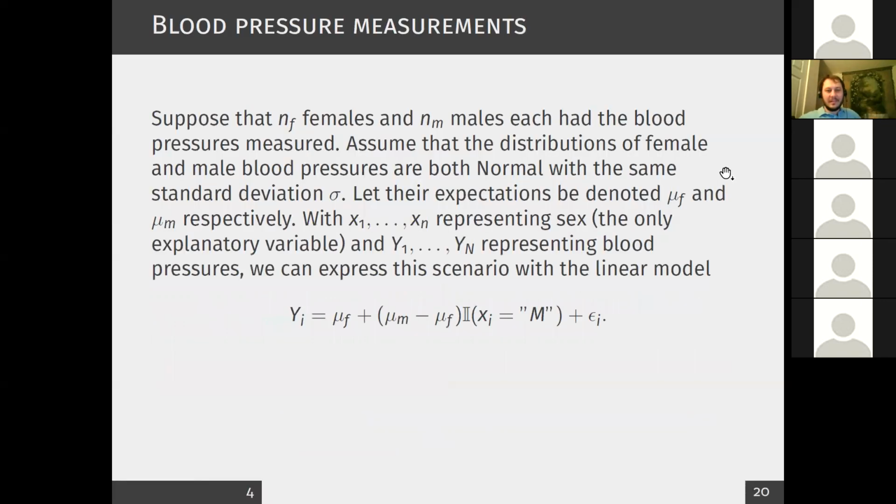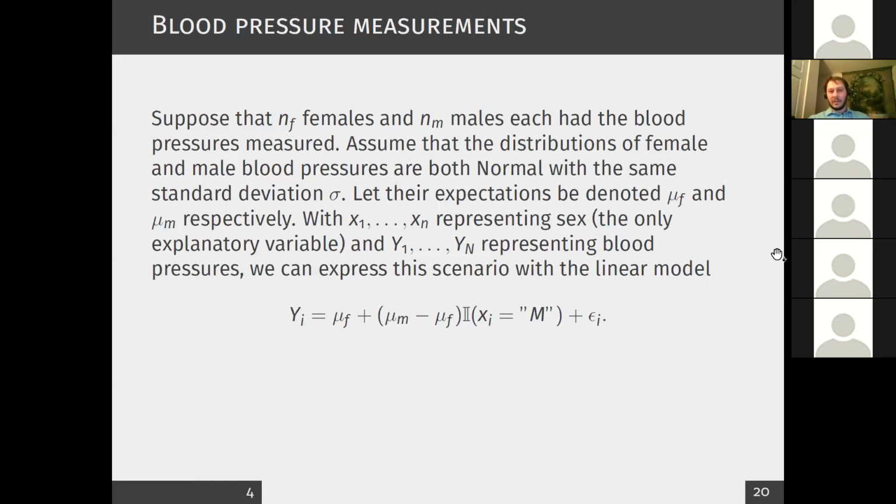Hopefully the examples will clarify and give you a better conception of what this looks like in practice. So here's the first example. We're going to have some number of females and some number of males who are going to have their blood pressures measured.